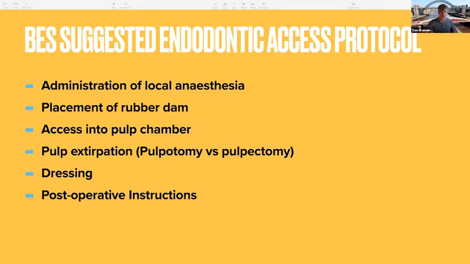So the BES, at the end of the slide, have got a suggested access protocol for the moment during COVID. They released this, and yeah, it's getting the tooth numb, getting a rubber dam on there, accessing into the pulp chamber, extirpating, dressing, and then post-op, which sounds really easy.